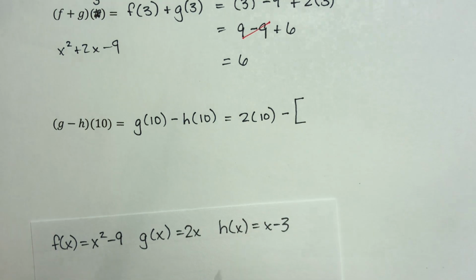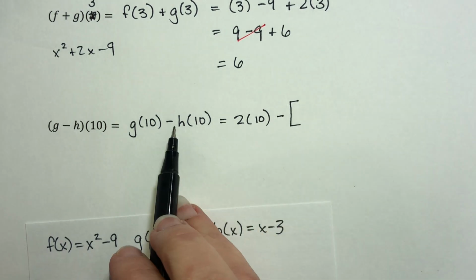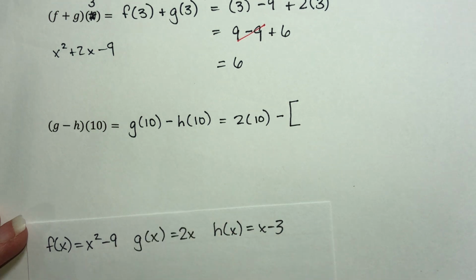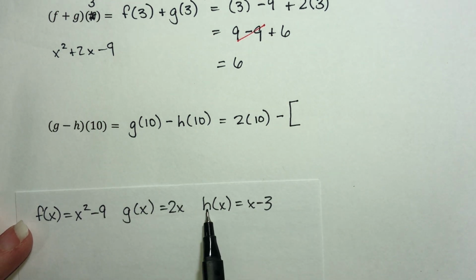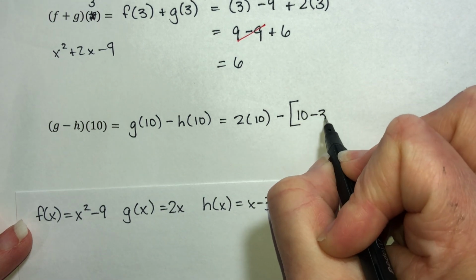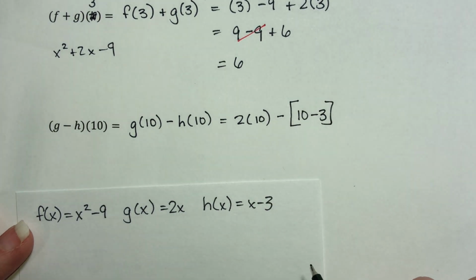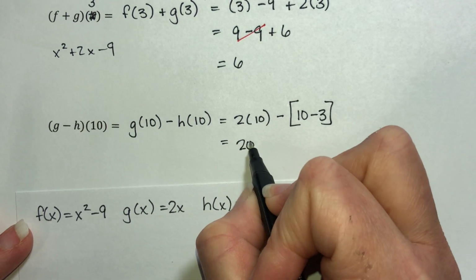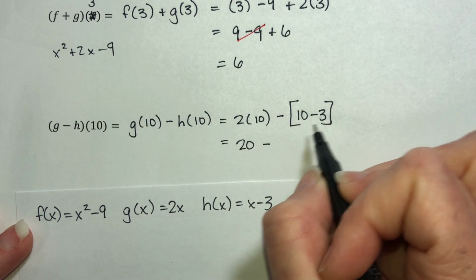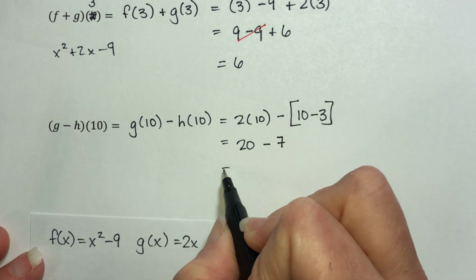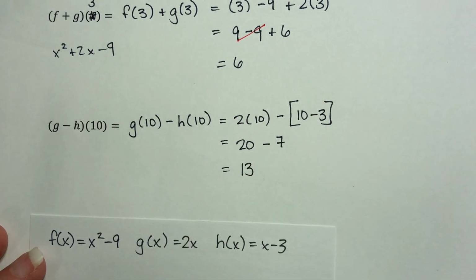minus, okay, I'm going to use brackets here because I'm not looking ahead too much, and I need to plug in 10 for h, into h. Well, h is x minus 3, so this is 10 minus 3. Okay, so I can do the 2 times 10 to get a 20, minus 10 minus 3 is 7. So 20 minus 7 is 13.